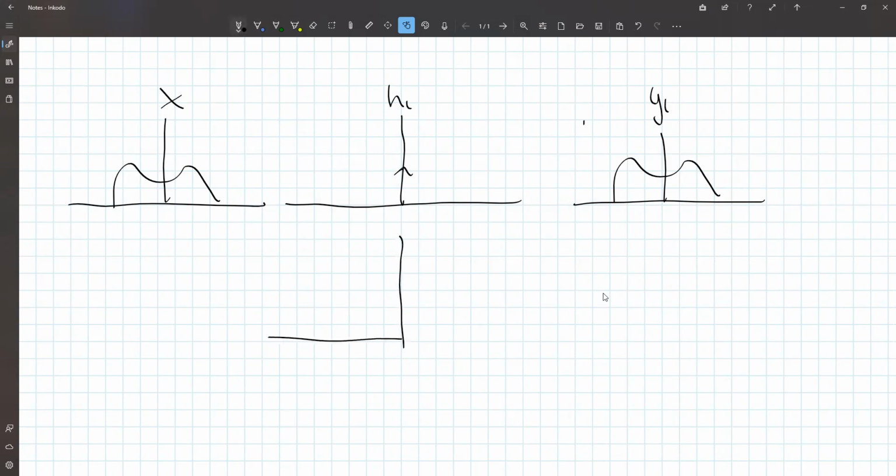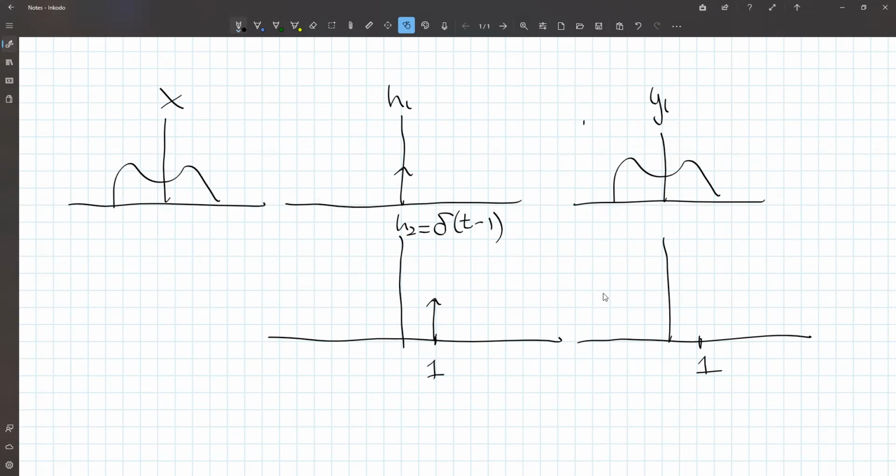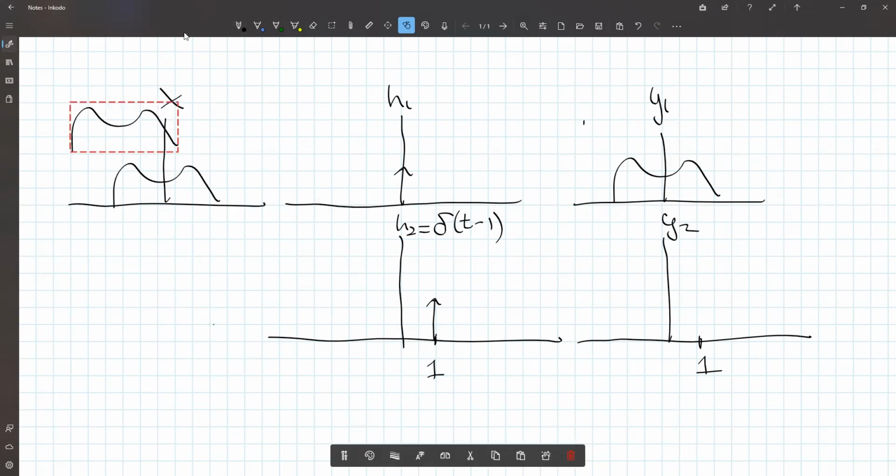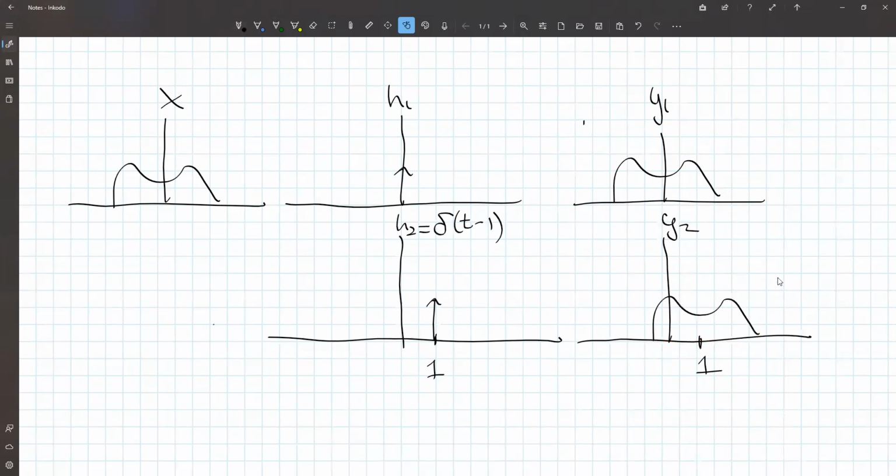Now, if I had an impulse here, let's say this is 1. So h2 is equal to delta of t minus 1. Here's my y. Here's 1. Y sub 2. Where's my center? That's my center right there, just about. Here's my output.